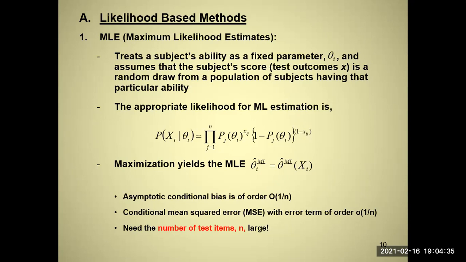Don't forget, we're treating the subject's ability as a fixed parameter, right? And it assumes that the subject score, these test scores, X, is a random draw from a population of subjects having that particular ability. And this is an important component of it. You'll see it described in some outstanding literature by various psychometricians. Paul Holland does a very nice job of it, of course, and others who lay out this sort of characterization of this.